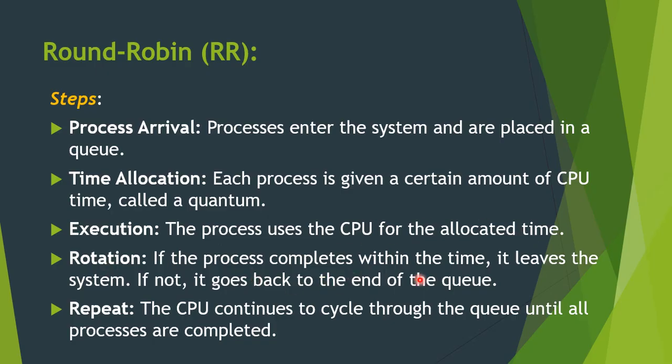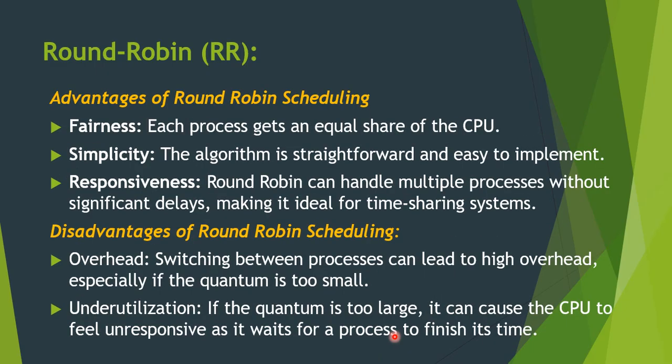If the process completes within the time, it leaves the system. However, if not, it goes back to the end of the queue and waits for its turn to come, then repetition will come in. So the CPU continues to cycle through the queue until all the processes are completed. So this is basically how the round robin is able to operate.